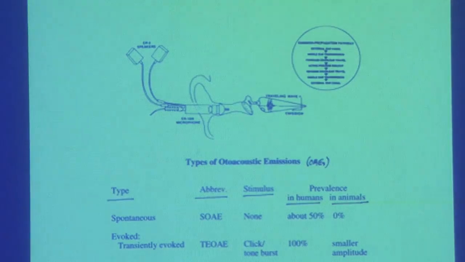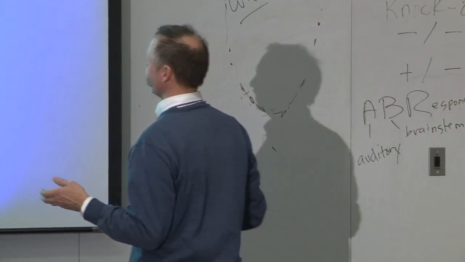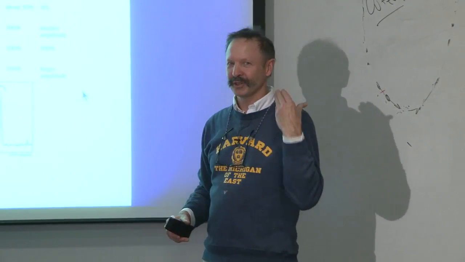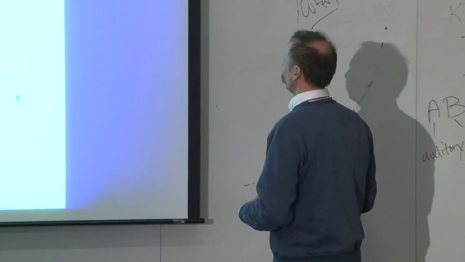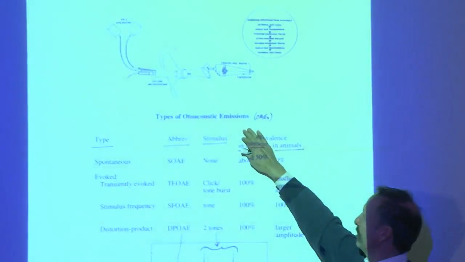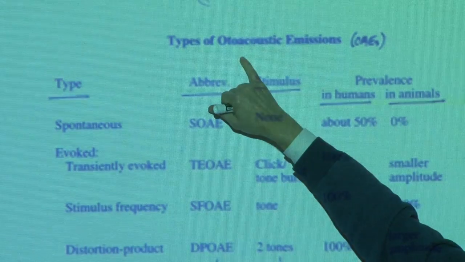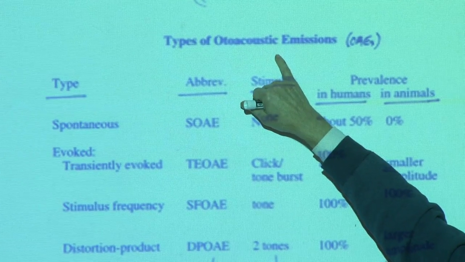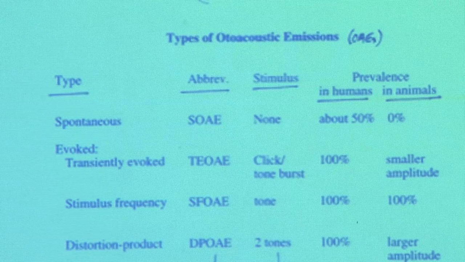And what did he find? The microphone actually picked up sound in the ear canal. Oh my gosh, this is crazy. There's not supposed to be sound coming out of the ear. You're supposed to be putting sound in the ear, right? So he named it otoacoustic emission, okay? Oto means ear, acoustic means sound, and emission means coming out, sound coming out of the ear.